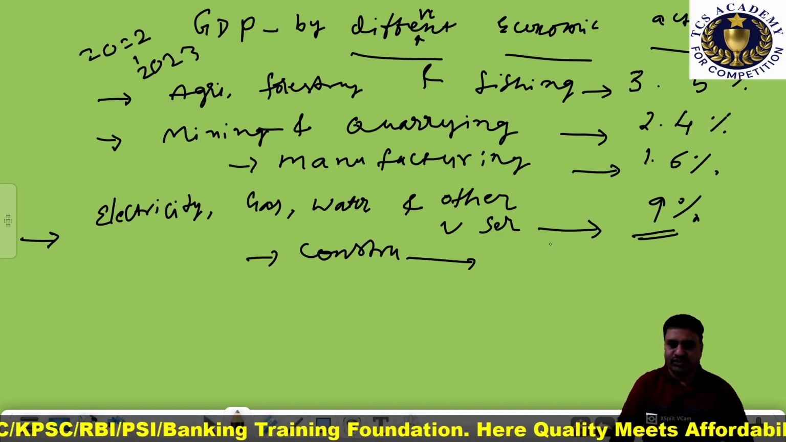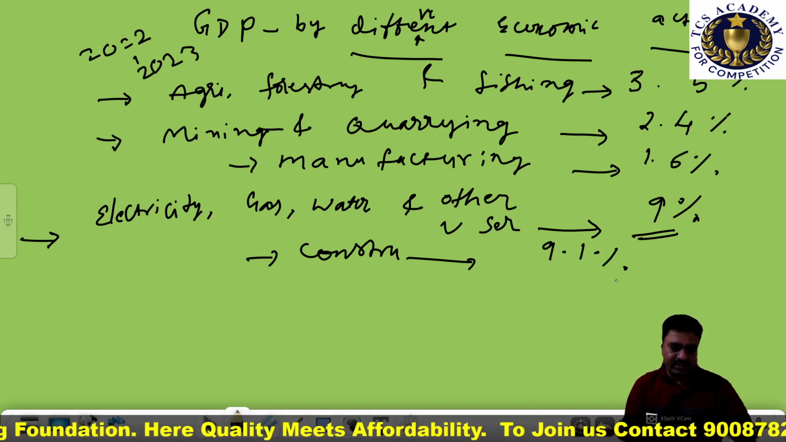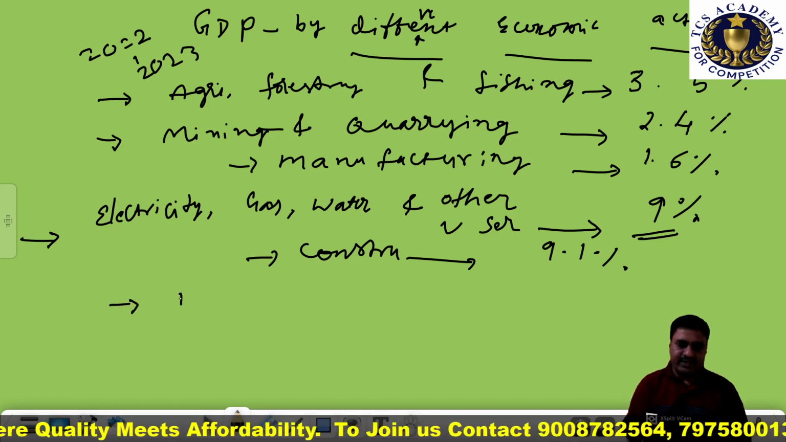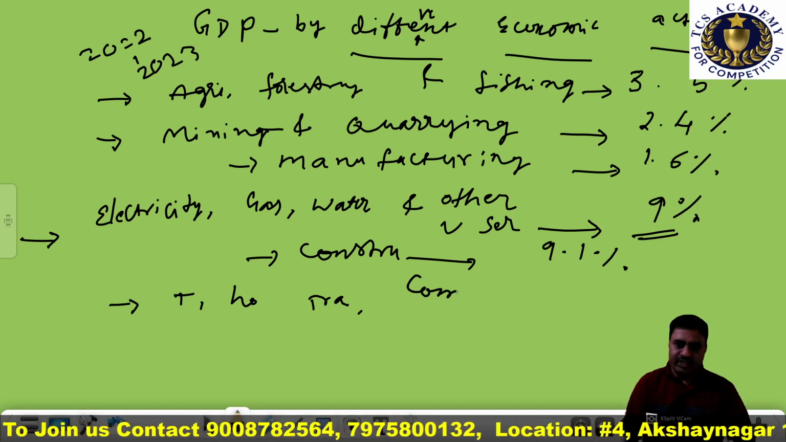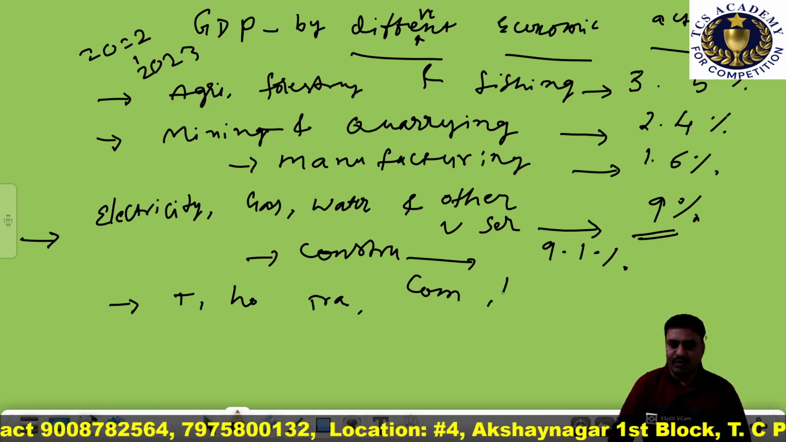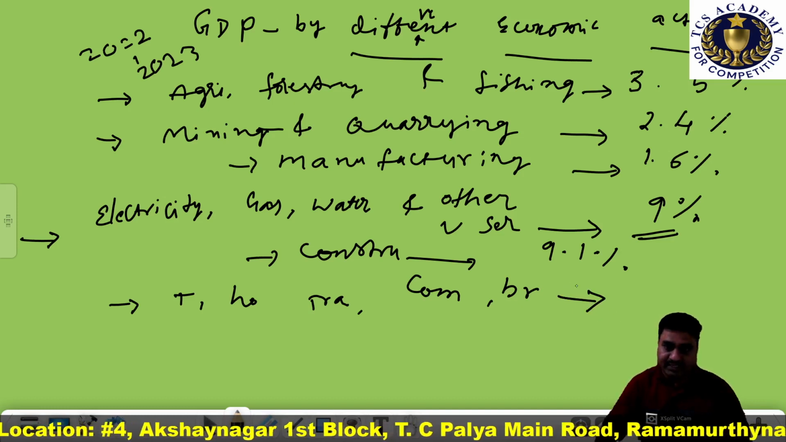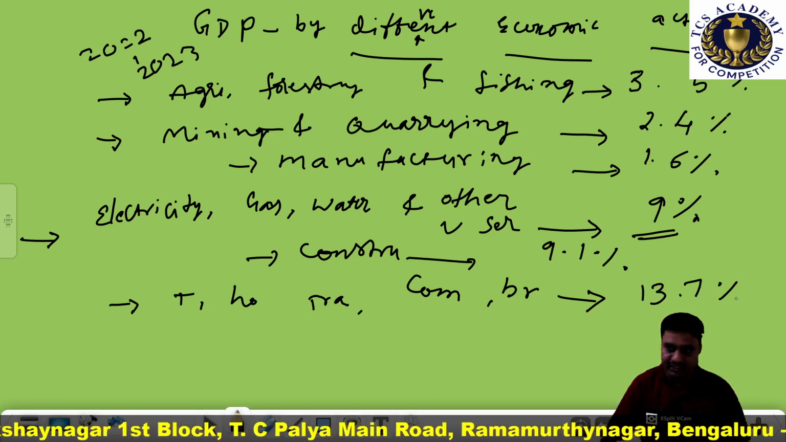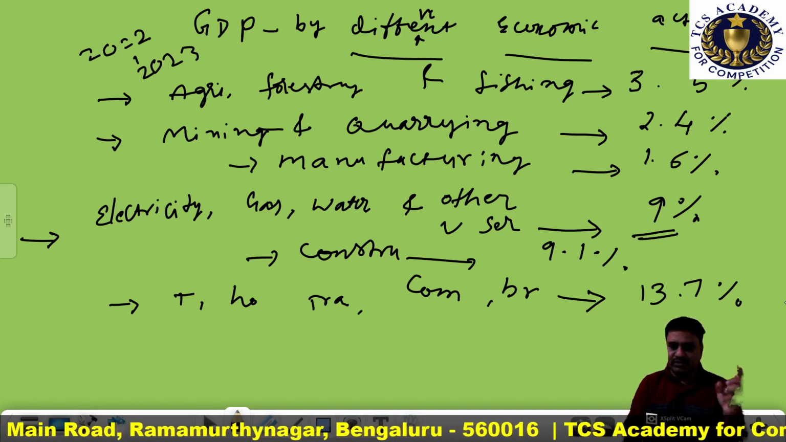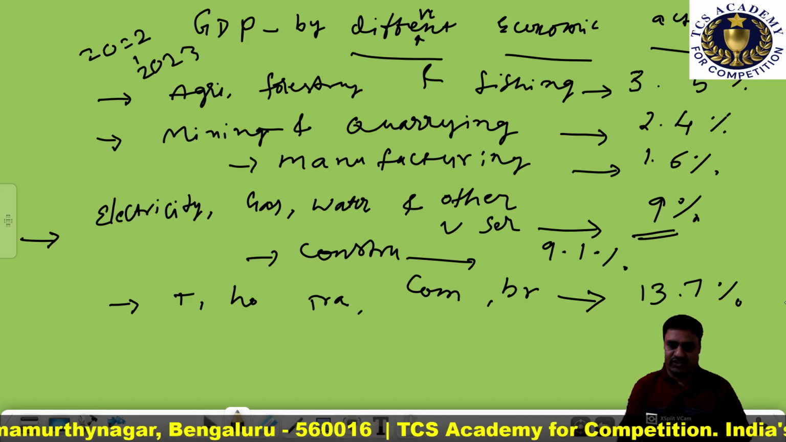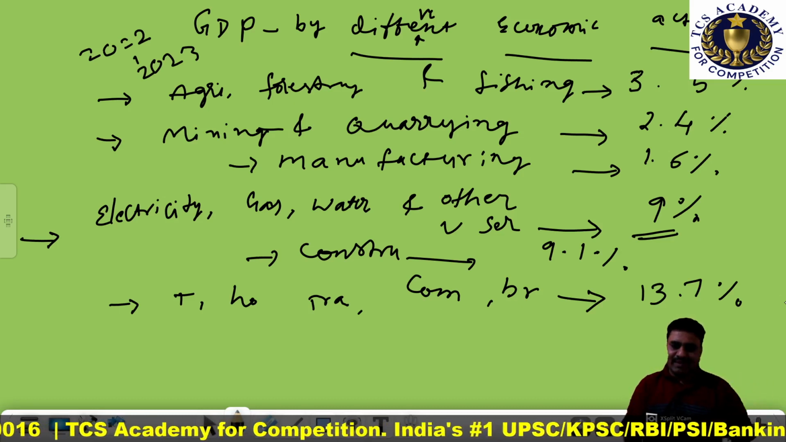Construction activities contribute 9.1 percentage to the GDP. Right? Okay. So next, let us take an example like trade, hotels, transportation, communication, and broadcasting. All these activities contribute 13.7 percentage to our GDP. Okay, so dear friends, transport and communication, hotel, trade and commerce, broadcasting, all these activities contribute 13.7 percentage to our GDP. Okay, so this is the snapshot of the Indian economy.